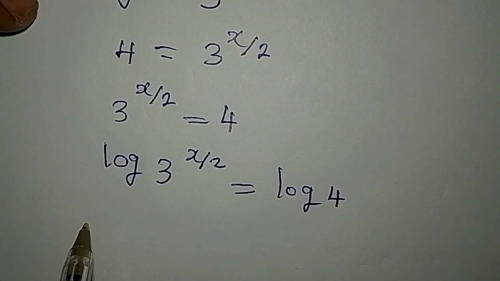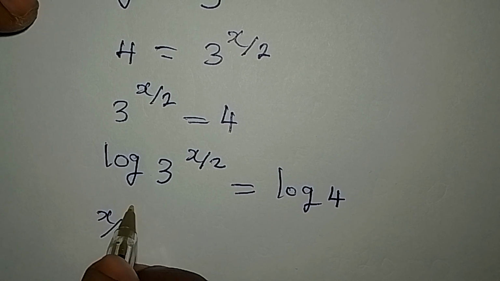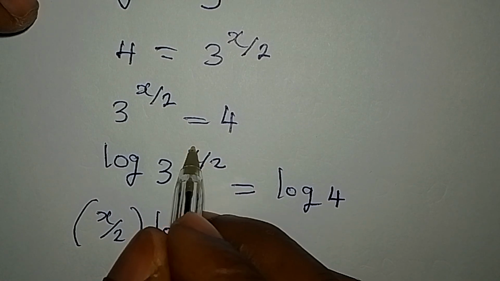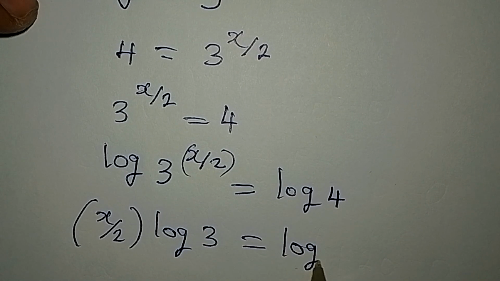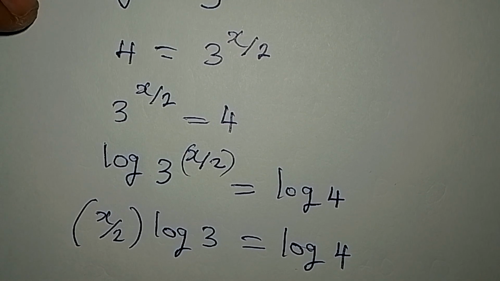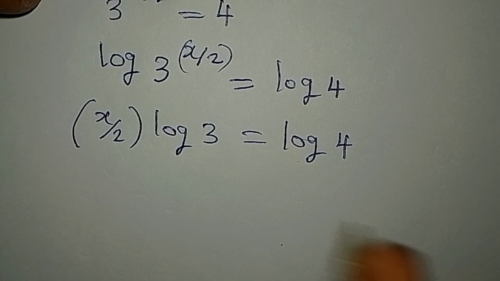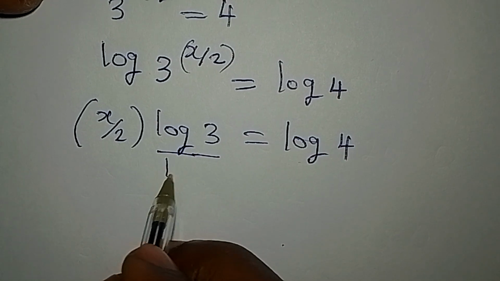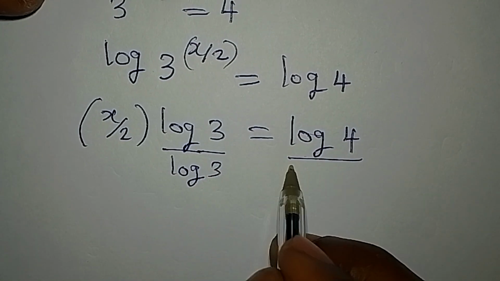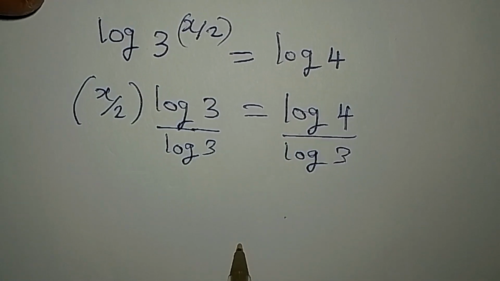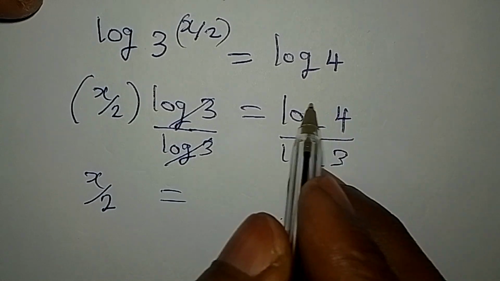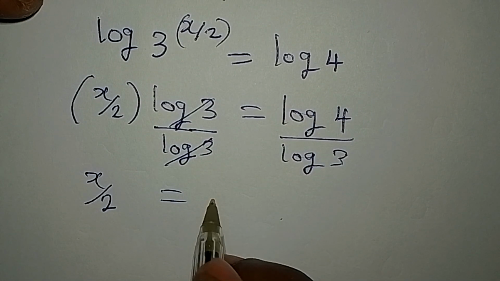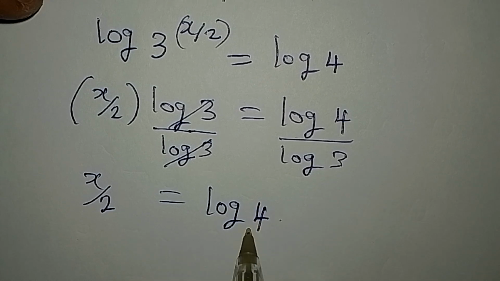Now, the power here can come behind, so we have x over 2, let's have this in bracket, then we have log 3 equal to log 4, right? Now, what do I do from here? I need to divide this by log 3, then divide this by log 3 as well. So that x over 2, this is cancelling this, is equal to, now here we can apply change of base, right? So we have log 4 to base 3. The denominator here becomes the base.